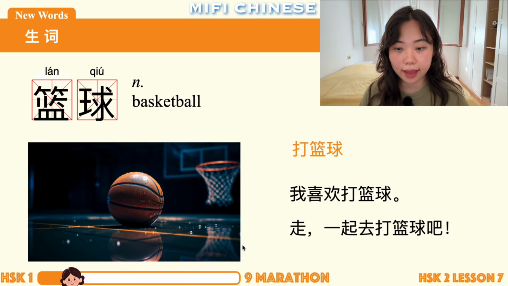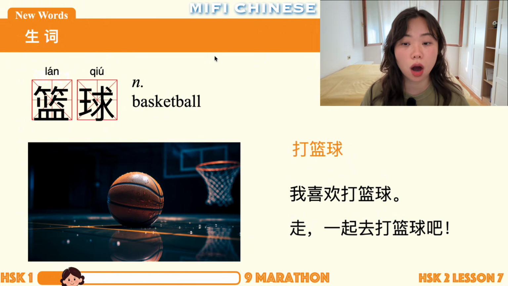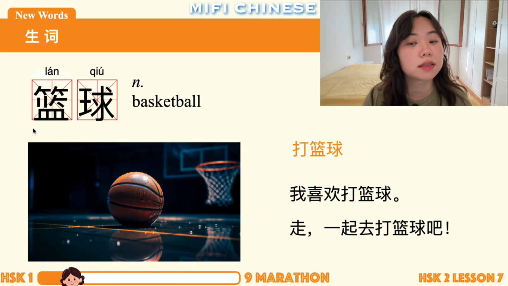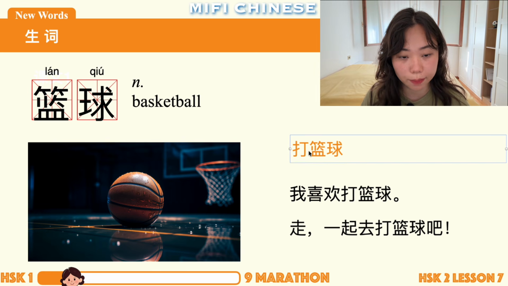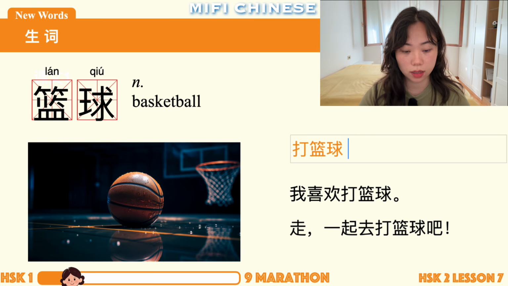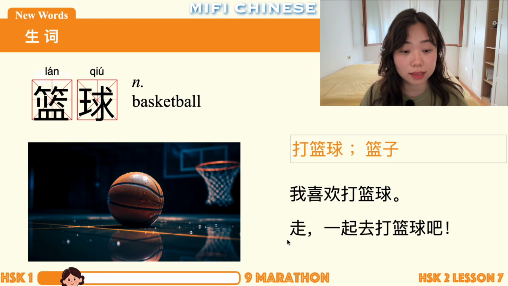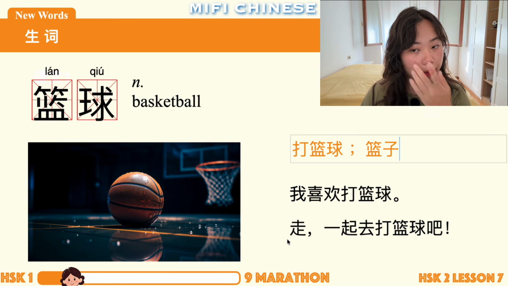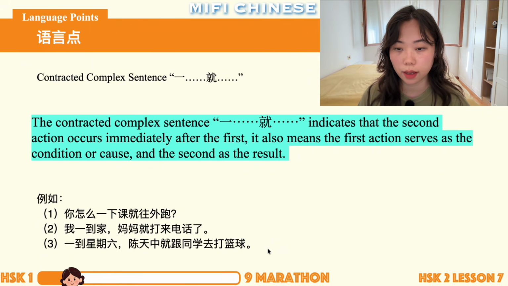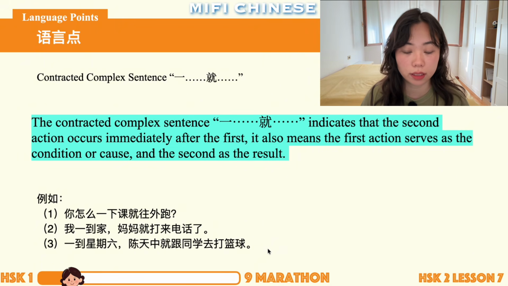Okay, and then next one is the one that we just saw, 篮球, basketball, 篮球. So here, 篮, actually in Chinese, it literally means basket. If you want to say basket, 篮子, basket. For example, 走，一起去打篮球吧. Right? Let's go to play basketball together. And also, let's see the language point of text 1.